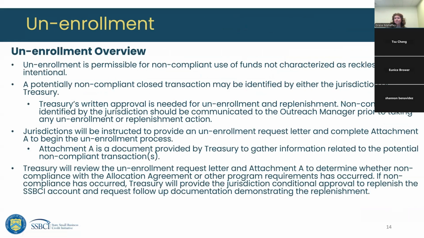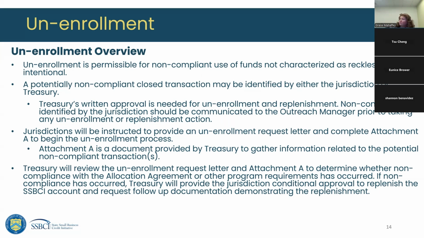Okay, in the next two slides, I will provide an overview of the unenrollment process. A potential non-compliant transaction may be identified by either the jurisdiction or Treasury. Treasury's written approval is needed before a jurisdiction can unenroll a closed non-compliant transaction. And to clarify, closed transaction means expended transaction. If your jurisdiction identifies a potential non-compliant closed transaction, please reach out to your outreach manager prior to taking any action.